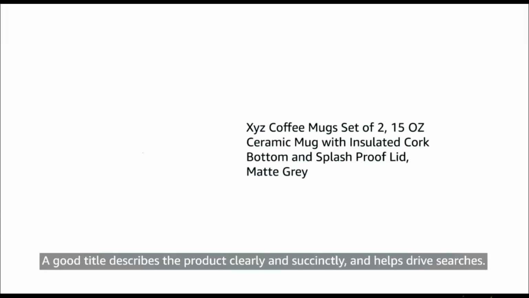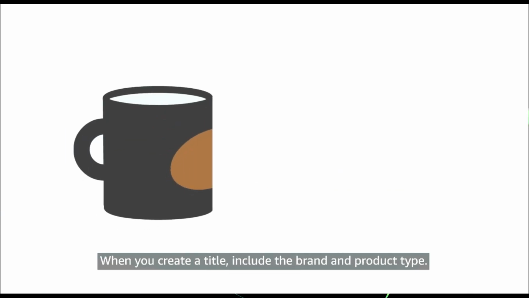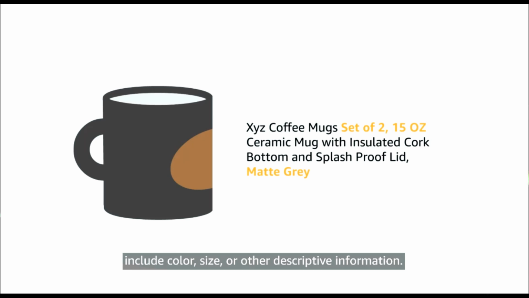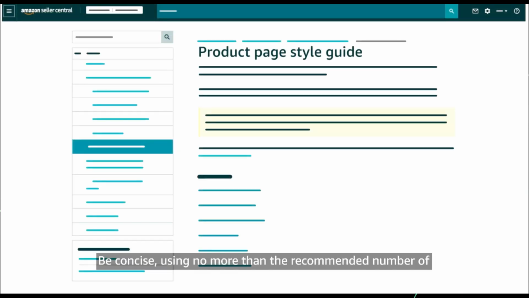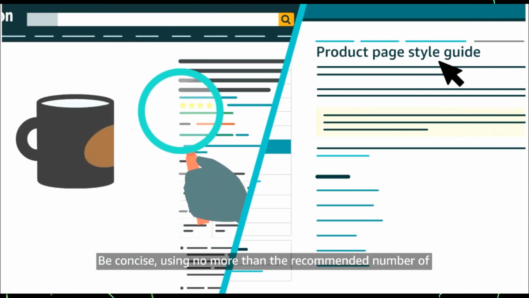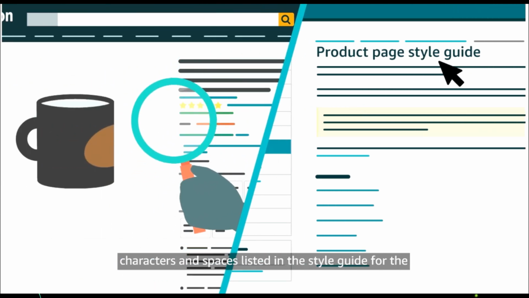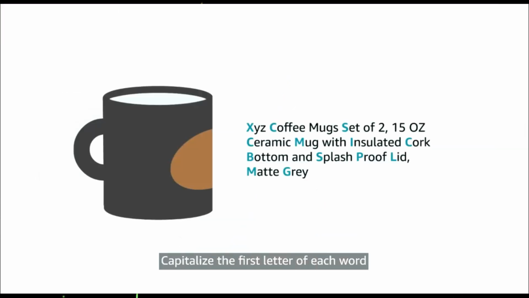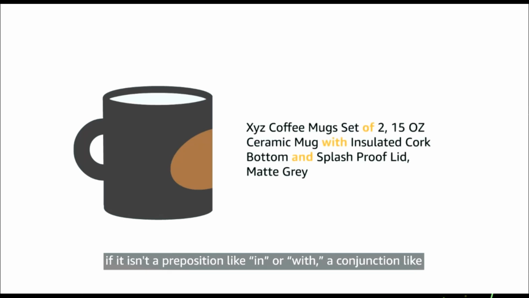A good title describes the product clearly and succinctly and helps drive searches. When you create a title, include the brand and product type. For variations, include color, size, or other descriptive information. Be concise, using no more than the recommended number of characters and spaces listed in the style guide for the product's category. Capitalize the first letter of each word if it isn't a preposition like in or with, a conjunction like and or for, or an article like a or the.